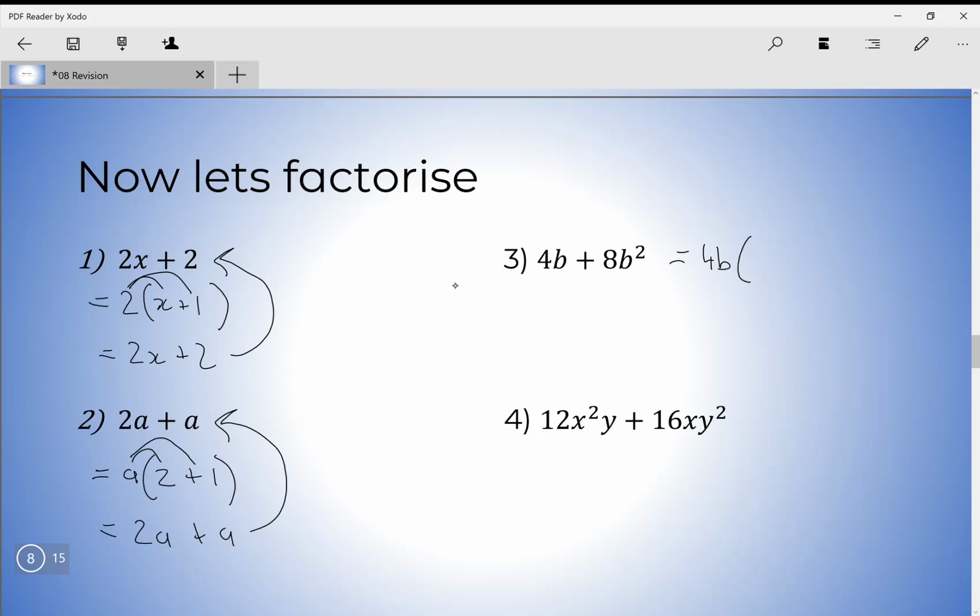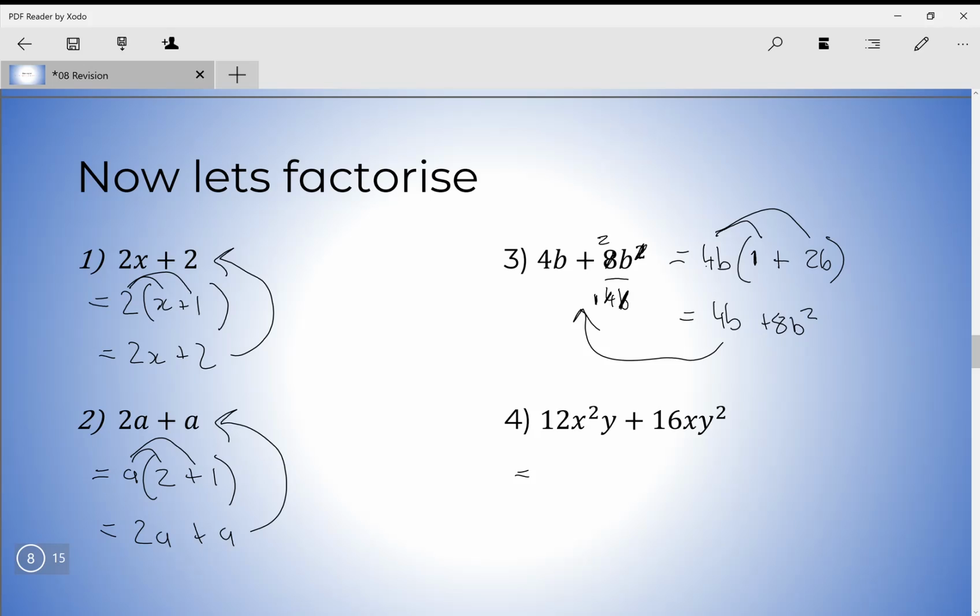Now 4b divided by 4b is just 1. And 8b squared divided by 4b, we can cancel one of the b's out. 4 goes into 8 twice and into 4 once, so we actually end up with 2b here. And again, if we expand the brackets to check our answer, 4b times 1 is 4b, 4b times 2b, 4 times 2 is 8, and b times b is b squared. And that's the term we started with, so we're happy.